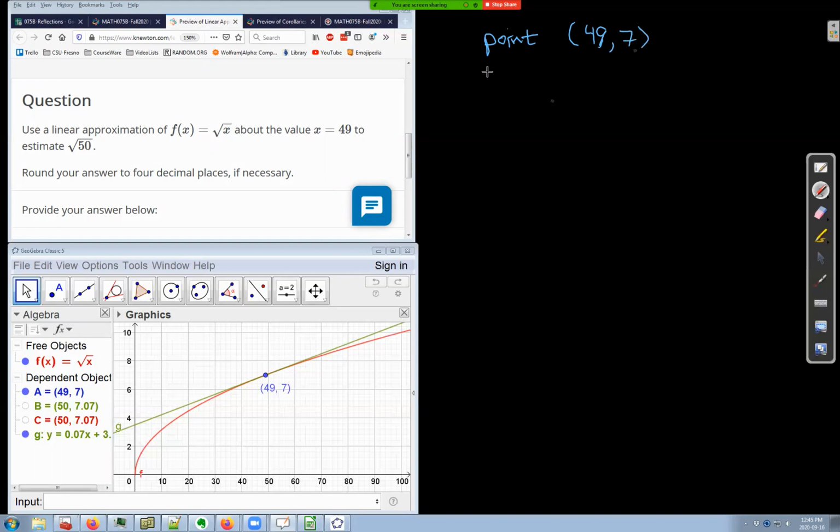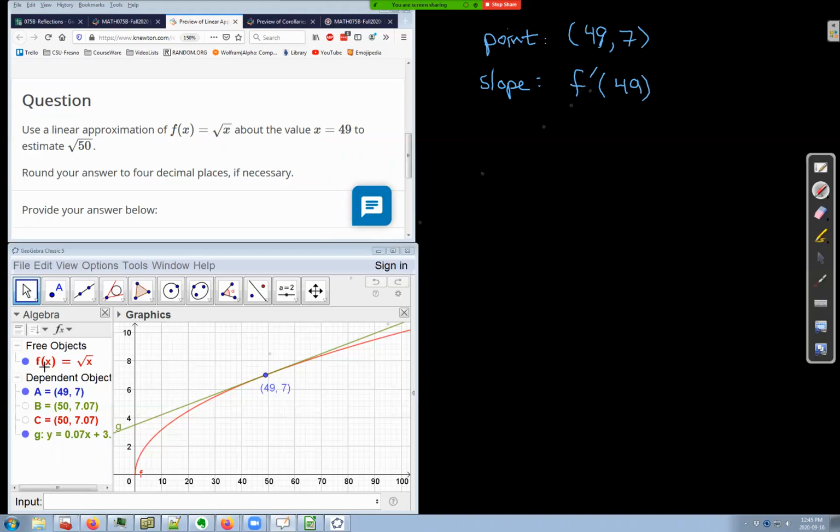And then we need to know the slope. So again, what am I doing here? I'm trying to find the equation of that green line, and it's a tangent line. So to find the slope, I need the derivative. So I need the derivative of f of x, and I need to plug 49 into that.